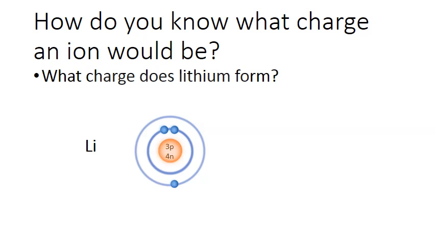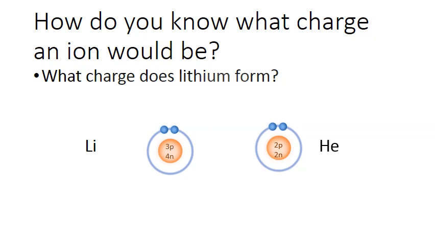Now, how do you know what charge an ion would be? Let's figure this out. What charge does lithium form? Lithium here has 3 electrons, and it's got 1 in its valence shell. The closest noble gas to lithium is helium. So what do we need to do to make lithium look like helium? Well, we need to get rid of this one electron in its valence shell. If we do that, then it's just like the noble gas helium. It has a full valence shell.